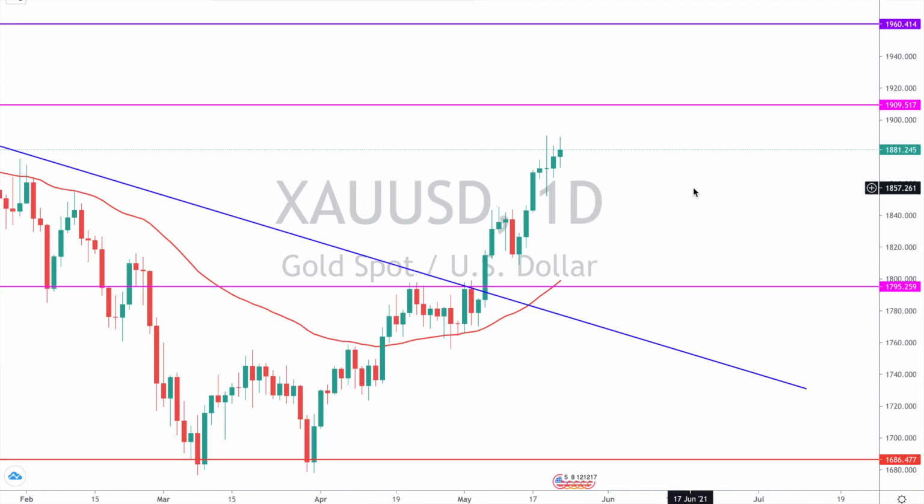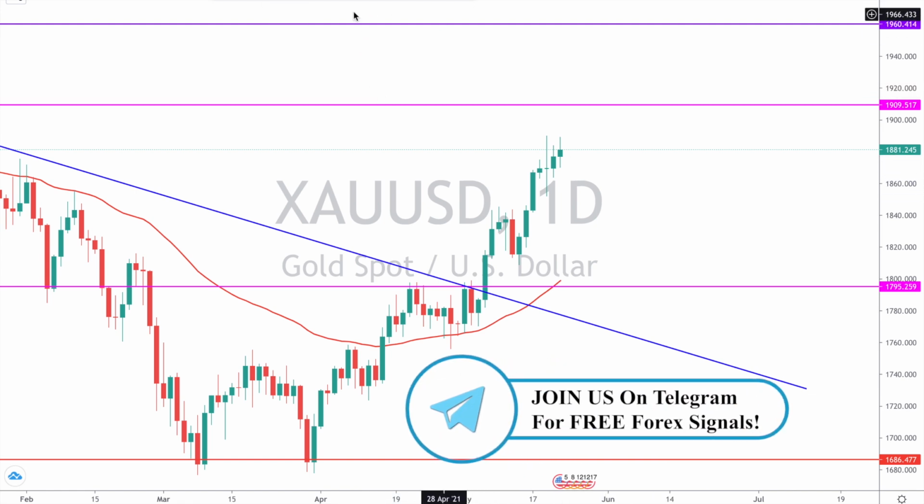So here's gold daily time frame, and let's discuss some concerns on the given time frame. And first of all, let's take a look at these three candles.